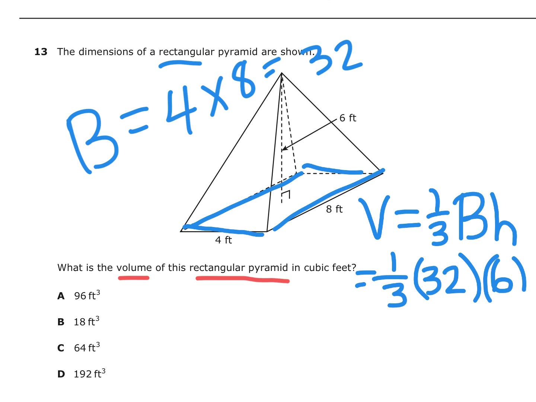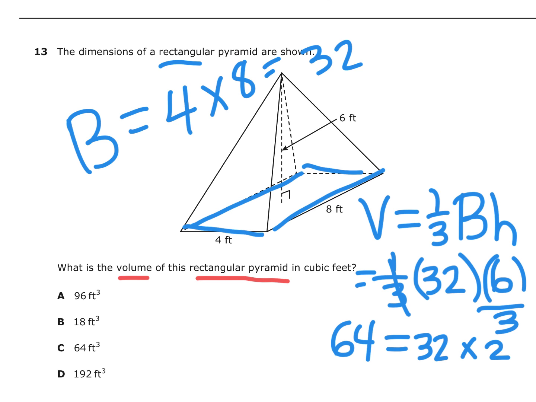3 doesn't go into 32. So when we take 1/3, we have to divide by 3. What I'm going to do is divide by 3 here. So 1/3 of 6 is 2. So I have 2 times the 32. What's 2 times 32? You say 64. And 64 for number 13, answer C, is the correct answer.